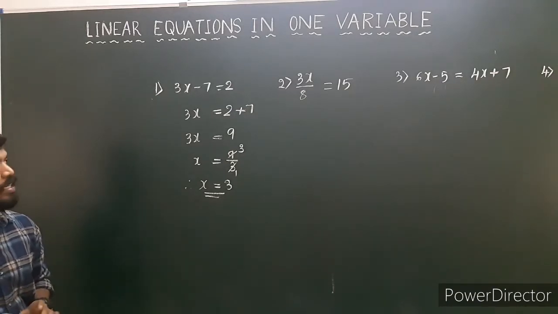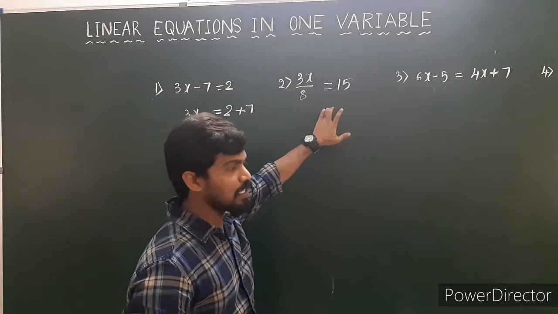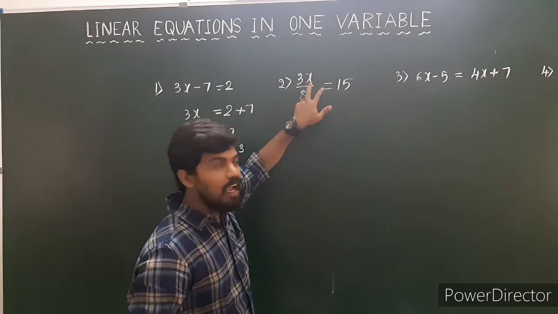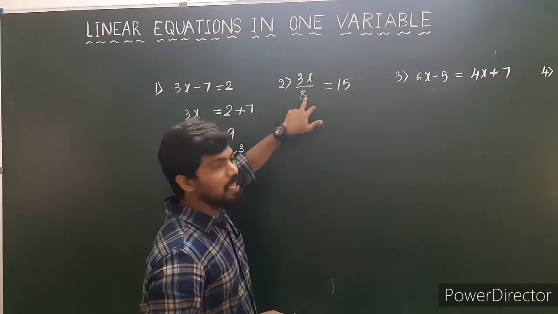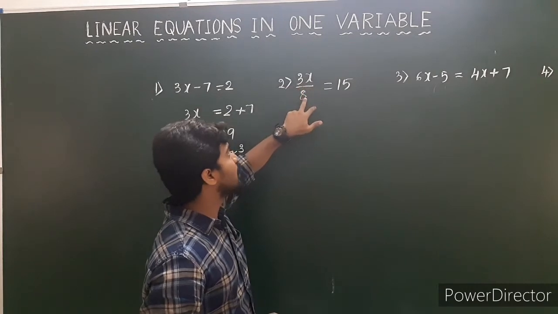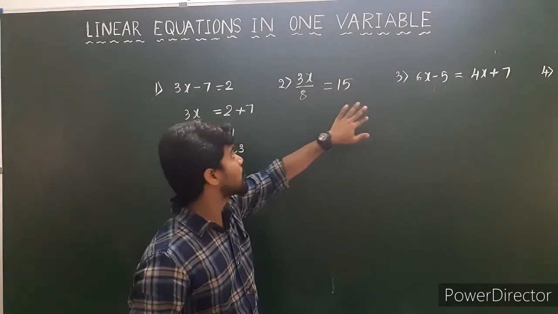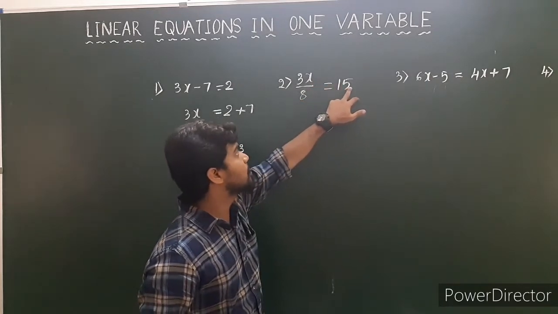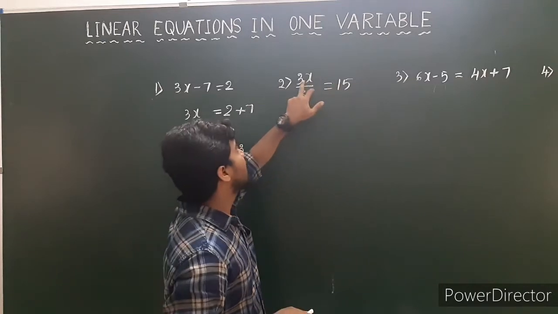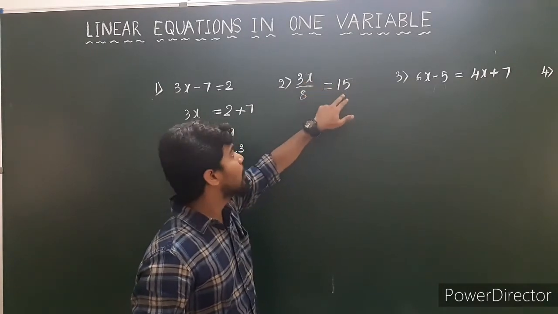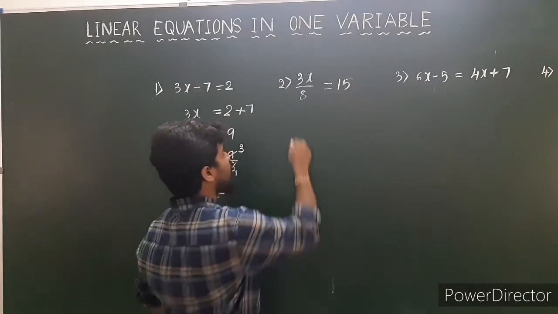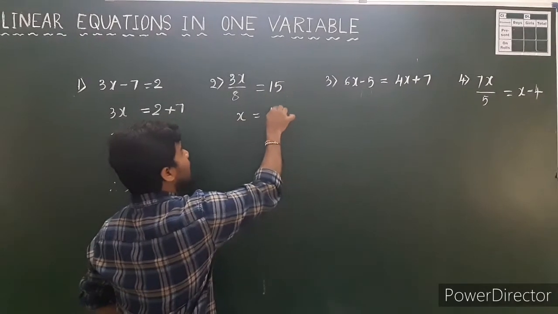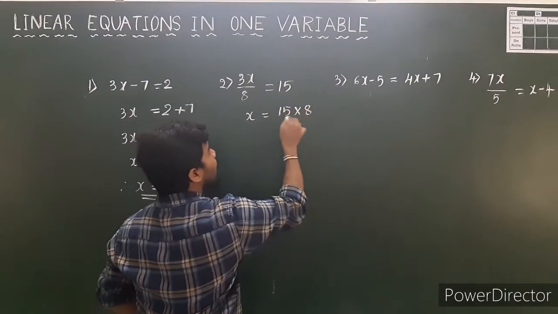So next problem, 3x by 8 equal to 15. See here, 3 is multiplied with x and x is divided by 8. So when 3 by 8 is transposed to RHS, 8 goes to the numerator, so 15 into 8. And 3 is multiplied with x, when it comes to this side, it goes to the denominator. So you get x is equal to 15 into 8 by 3.